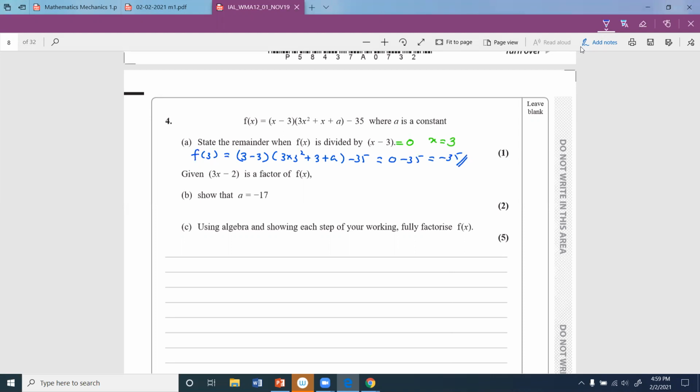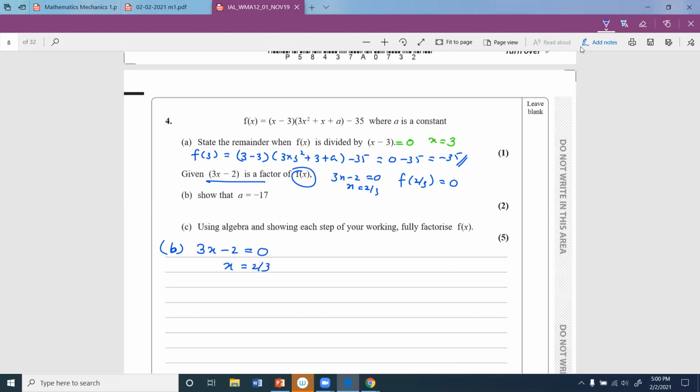Given that 3x minus 2 is a factor of f(x), what is the theory we know? If 3x minus 2 equals 0, then x equals 2 over 3. If you substitute 2 over 3, f(2/3), the answer must be 0. That is what you call a factor. Factor means if you divide by 3x minus 2, the remainder is 0. Then for part B, you are dividing by 3x minus 2, equating to 0. You get the answer x equals 2 over 3.